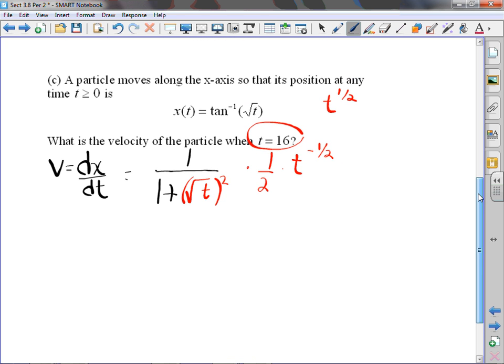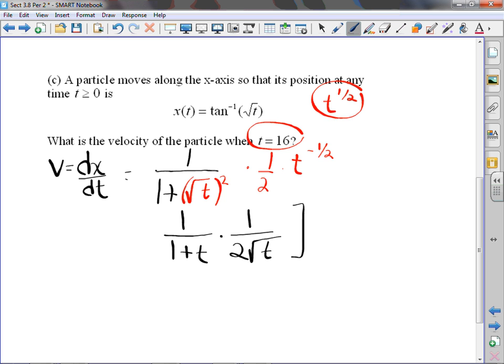And there are maybe some questions on that. Because this is t to the 1/2. What's the derivative of t to the 1/2? Because square root of t is t to the 1/2. So this is 1 over 1 plus t times 1 over 2. Now, t to the negative 1/2, the negative means it goes in the denominator. The 1/2 means it's the square root of t. Now we can evaluate this at t equals 16.